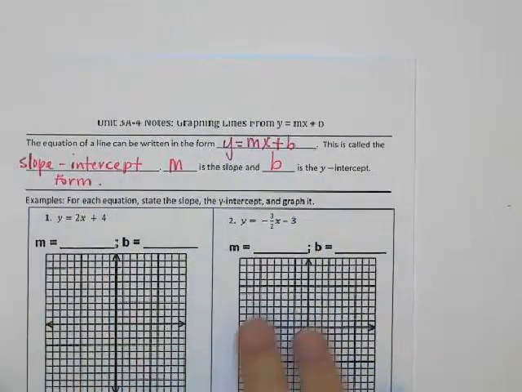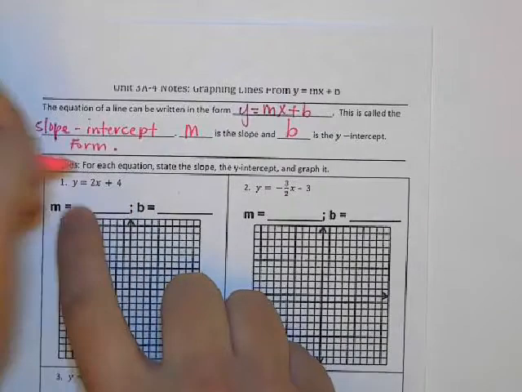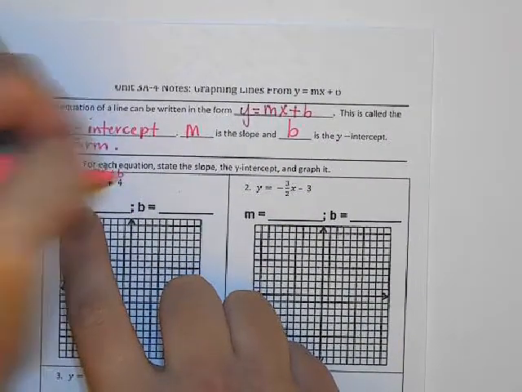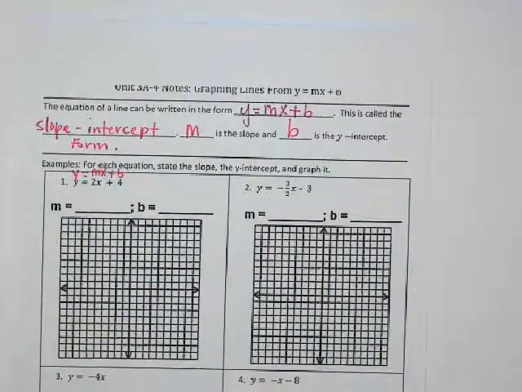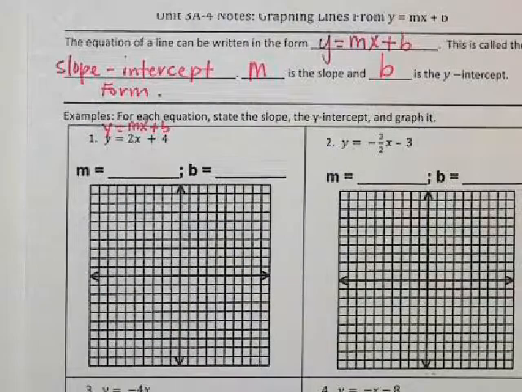For each equation, state the slope, the y-intercept, and then graph it. Here's my first equation. This is really your y equals mx plus b, where m is your slope.